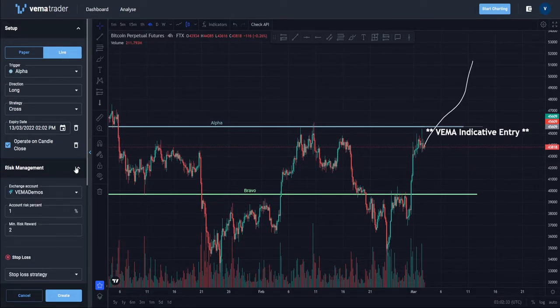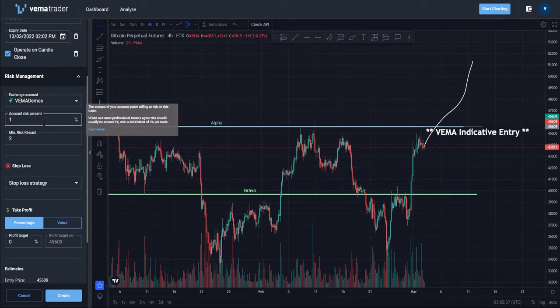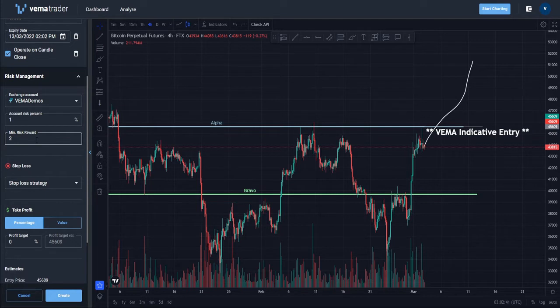In terms of risk management, you guys can feel free to skip this, right? Because you'll have your own way of doing risk management. I'm going to run you through mine. So account risk, I like to always leave that as 1%. Minimum risk to reward 2. Quite happy with that.